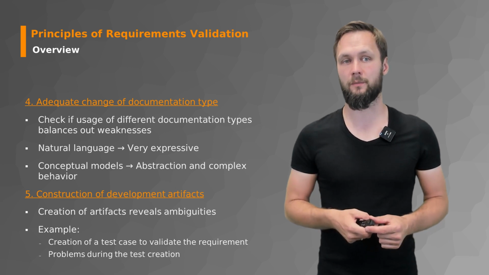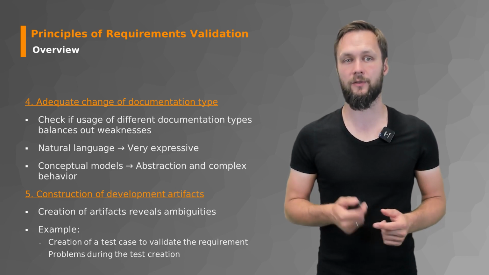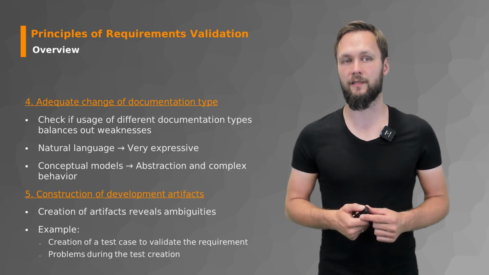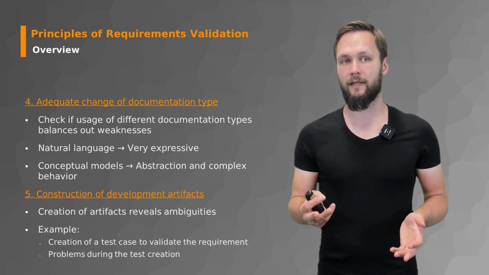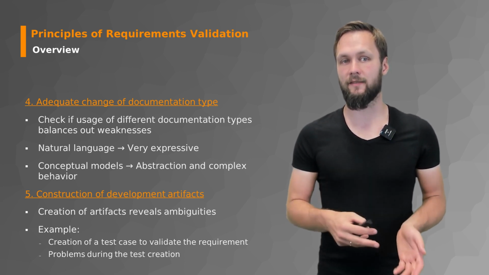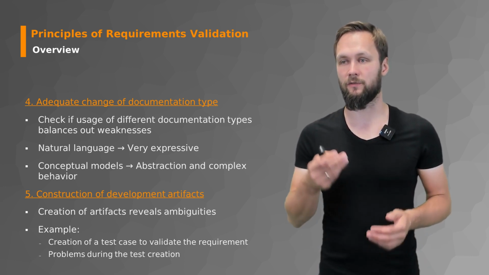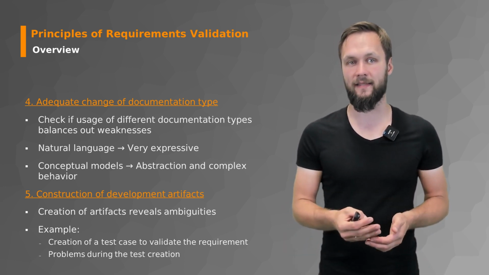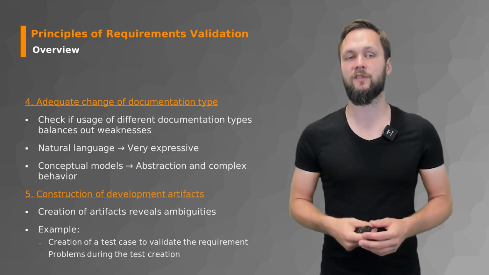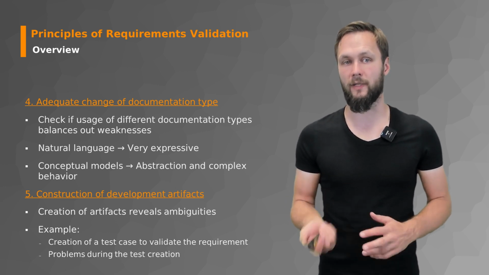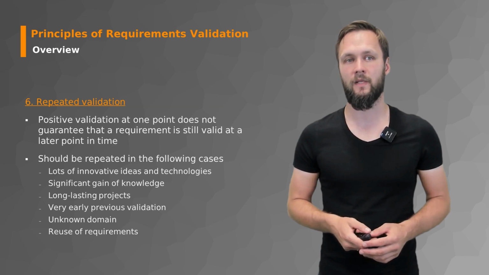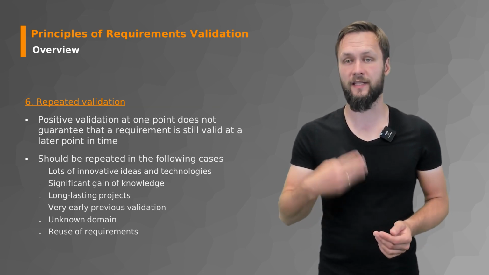Fifth principle that is worth adhering to is the construction of development artifacts. For example, you could try to create a test case to validate a requirement to reveal ambiguities, because if you have troubles creating the test case, that might tell you that there is something wrong with the requirement if you cannot create a test case for that. And then sixth, this is an iterative approach.